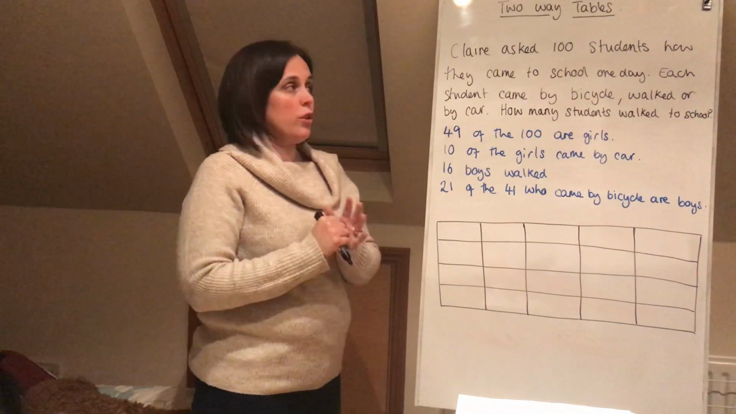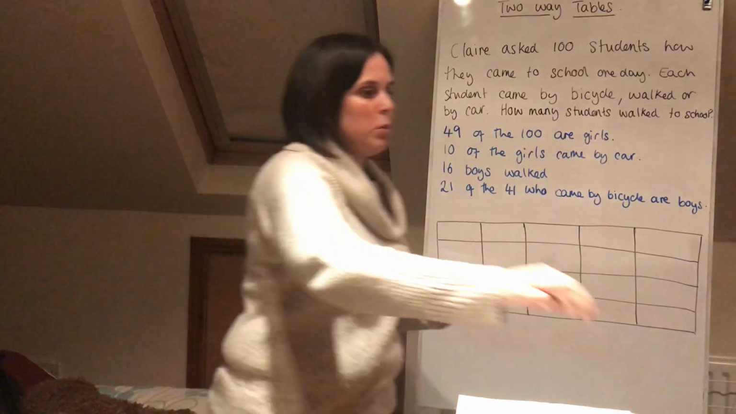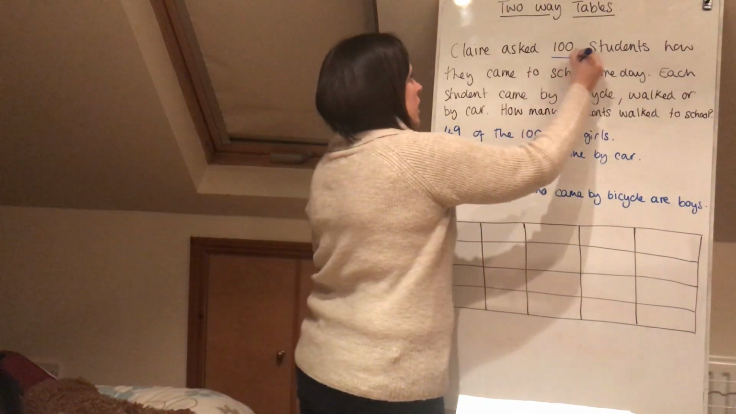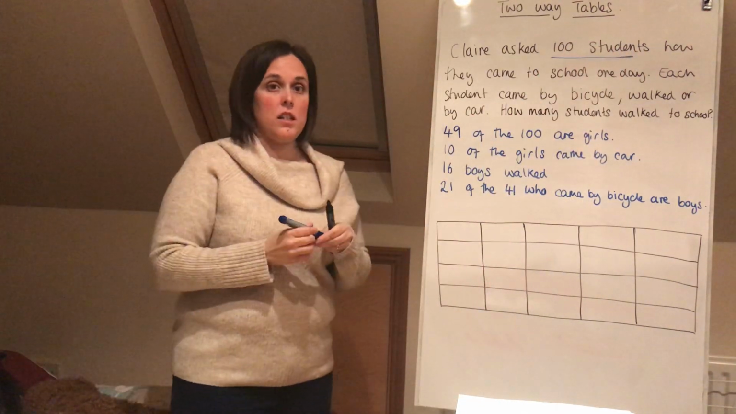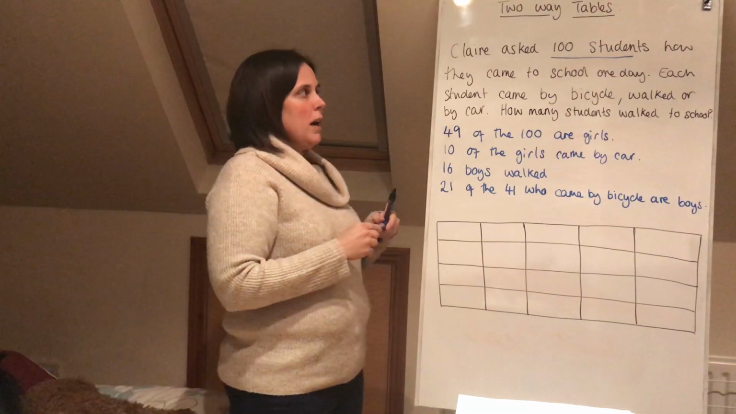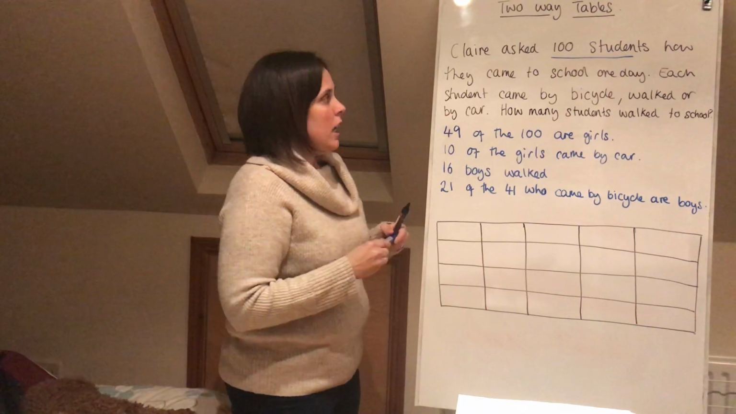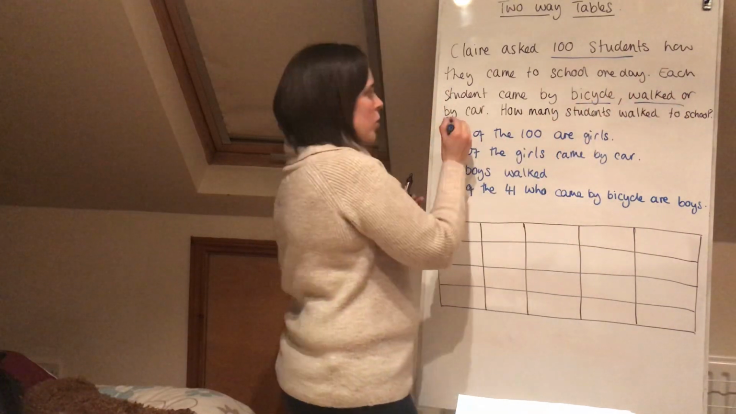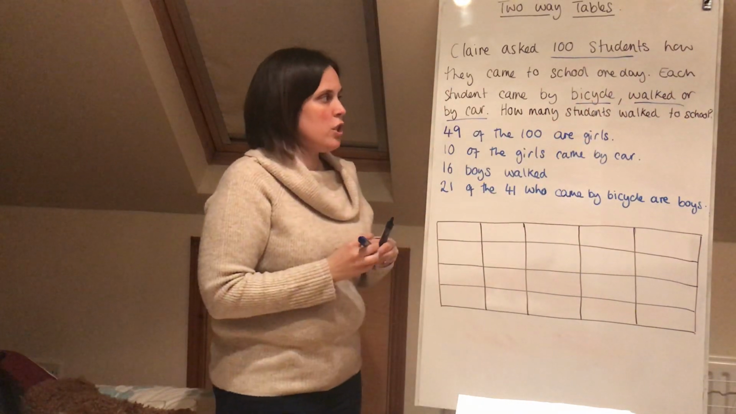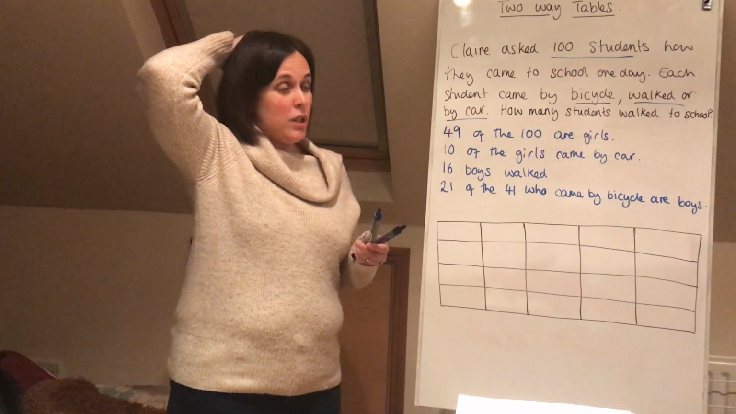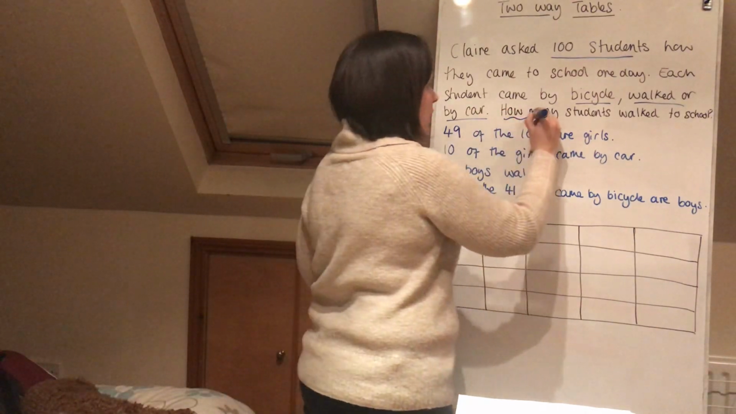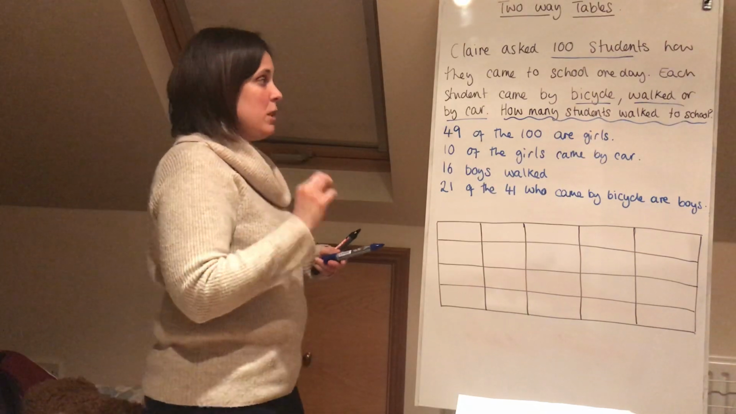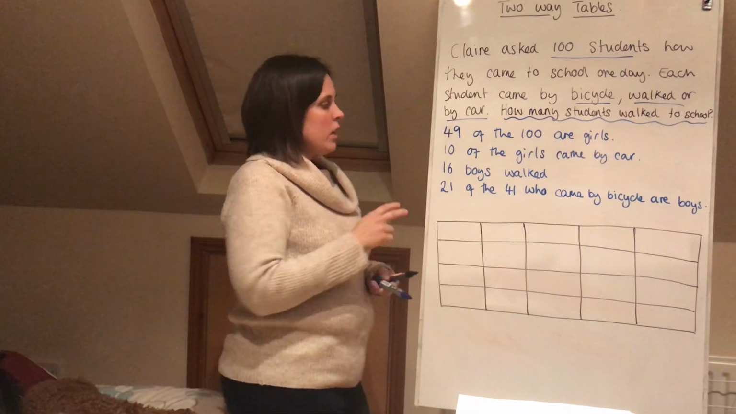So Claire asked 100 students, and it's important to underline key points when you've got a lot of words in a question. And I would say the first important thing there is that there's 100 students. How they come to school one day. Each student came by bicycle, walked, or by car. How many students walked to school? Now that's your question, so it's really important that you know what it is you're answering. So how many students walked to school?